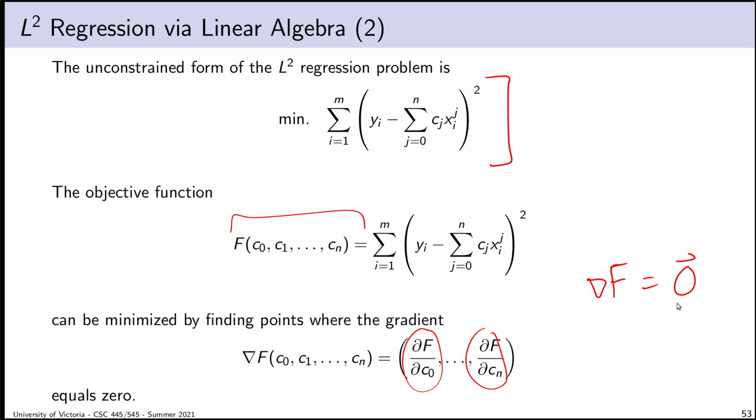The way I'm going to unpack this on the next few slides is I'm going to talk about a specific partial derivative. So let's say the partial derivative of f with respect to one of my coefficients. And then I'll show what happens if we set that to 0. And eventually we'll wrap that back up and show how we can compute points, sets of coefficients where the whole gradient equals 0.